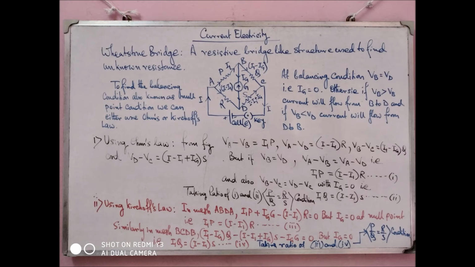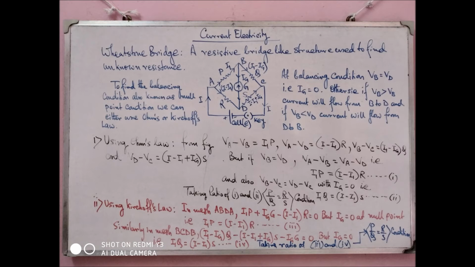Now, in the rest of the part, look at the board. We have derived that condition of null point. Now, in this condition, if I use Ohm's law, then VB equal to VD. Now, if VB equal to VD, then we just find the potential drop at each segment of that P, Q, R and S.